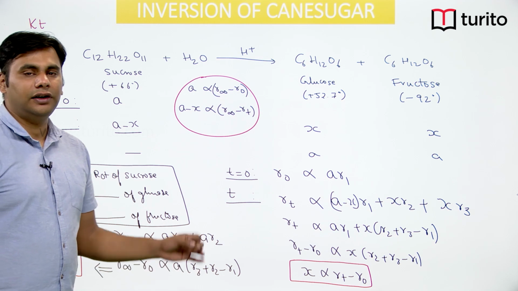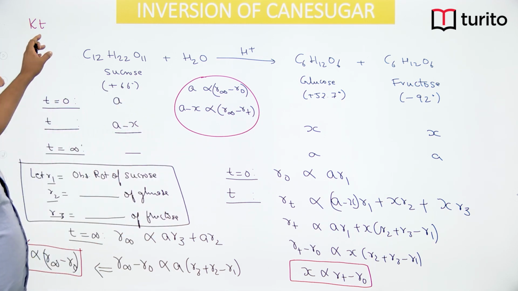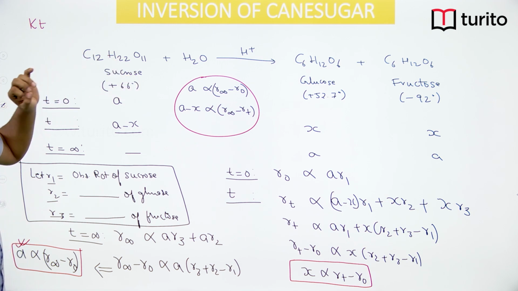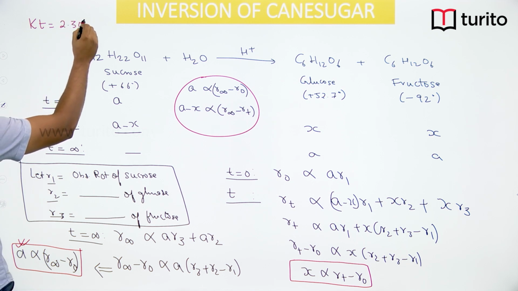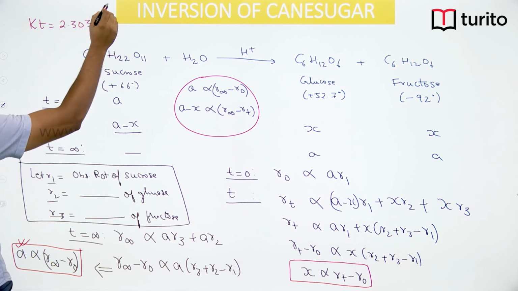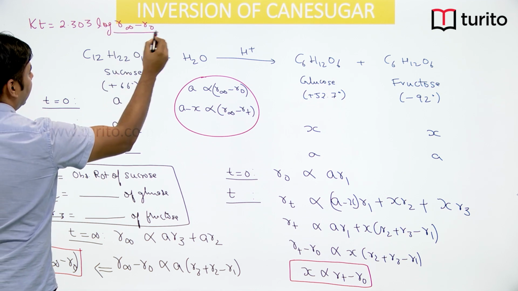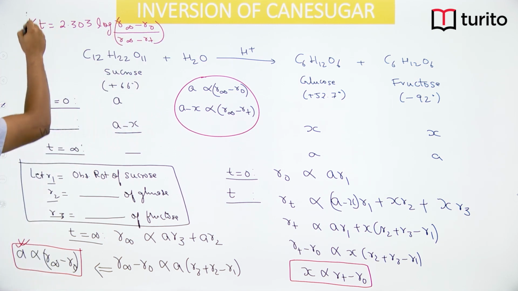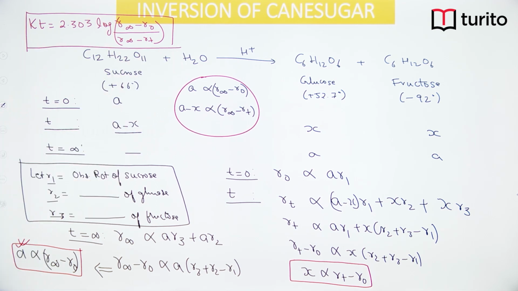For the actual reaction, we know that K dash would be K of this pseudo first order reaction divided by the concentration of water, which is 55.56. So Kt would be equal to 2.303 log of R infinity minus R naught divided by R infinity minus Rt. So we have derived the rate equation in terms of optical rotation.